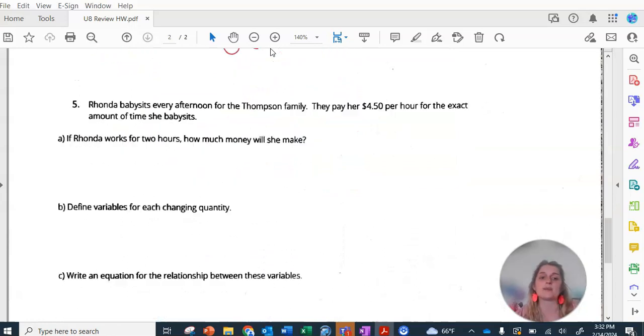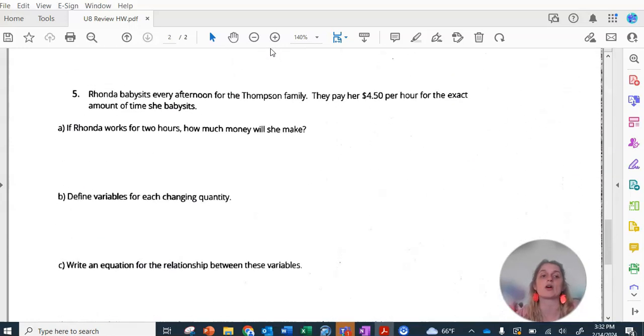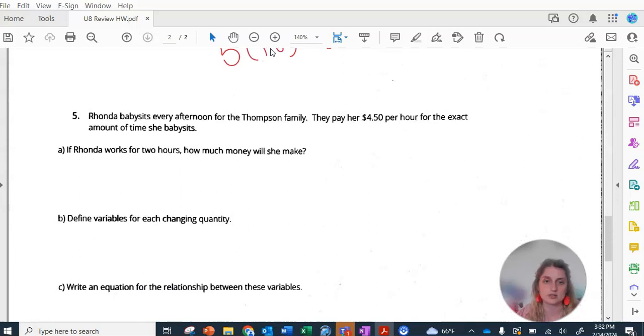This is the last problem. It has a ton of different parts, but they're all about these two sentences right here. Rhonda babysits every afternoon for the Thompson family. They pay her $4.50 per hour for the exact amount of time that she babysits. First of all, if you are going to babysit, which is usually a very good way to earn money, you should charge more than this because you can make a ton more than $4.50.